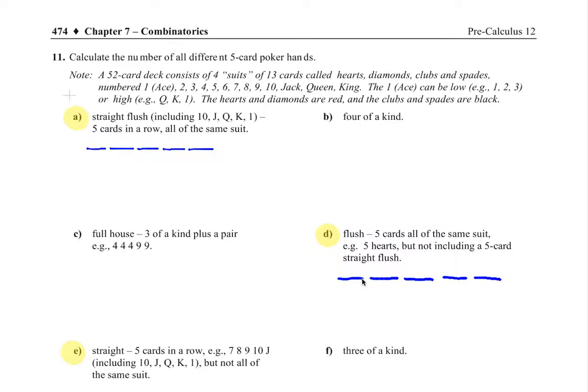Starting with A, it's for a straight flush, including 10 through ace, 5 cards in a row, all of the same suit. So here I've made 5 spots. This represents the 5 cards that we'll be drawing. And a very simple example of a straight flush would be 1, 2, 3, 4, 5.